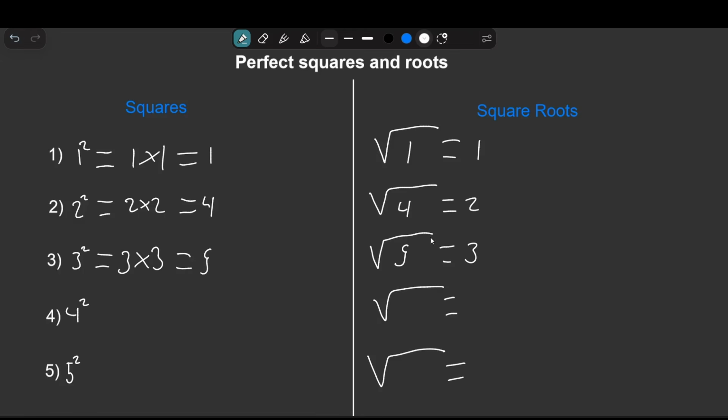So, on to the fourth example. We have 4 squared. 4 squared is exactly the same thing. We're going to do 4 times 4. This equals 16. Now, for the square root of 16, we of course will get 4, because 4 times 4 equals 16.